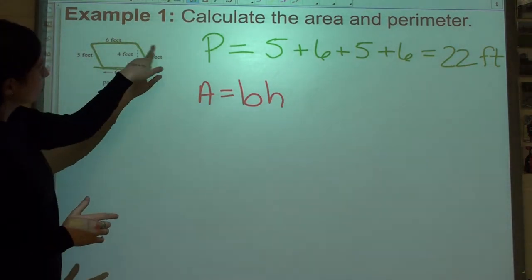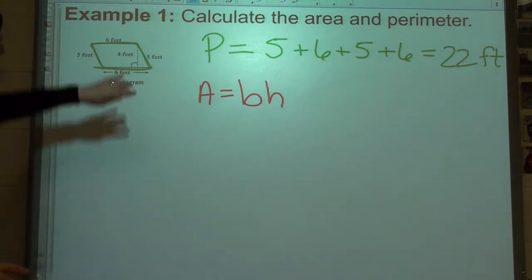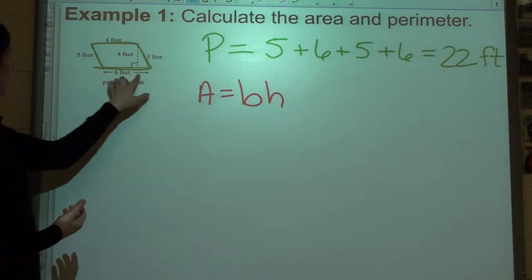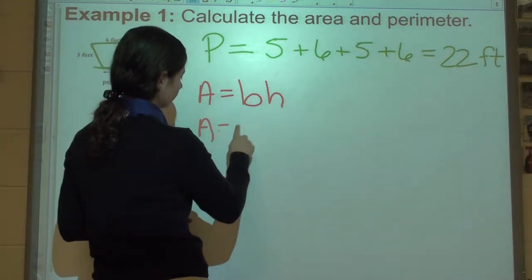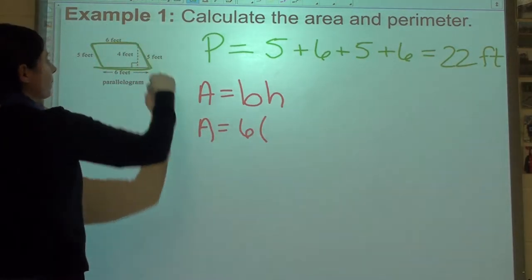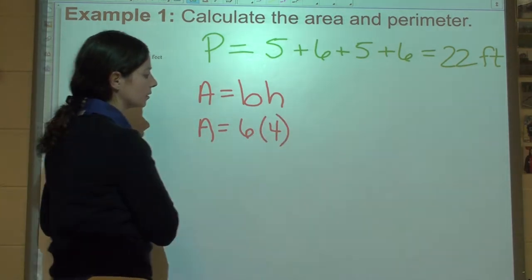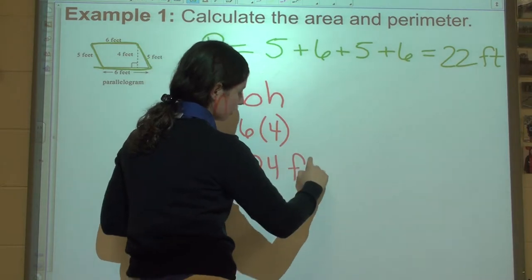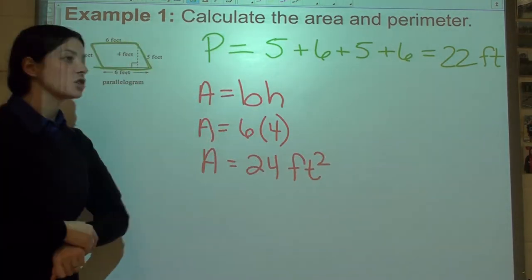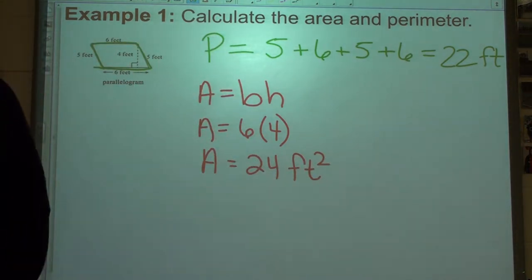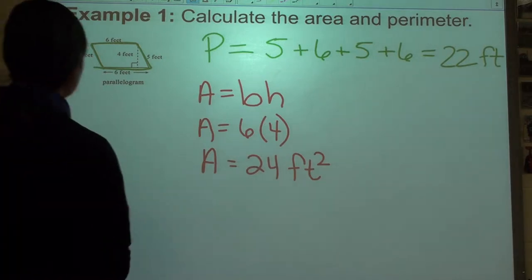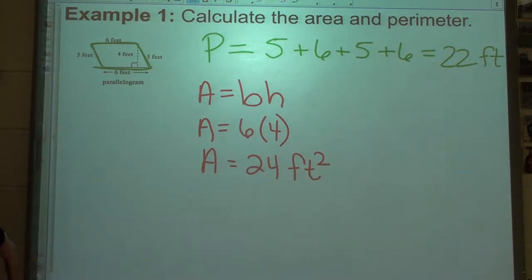A lot of students would use this 5 as their height, but you'll notice the 4 feet here is actually what makes the right angle. So my base is 6 feet. So I've got 6 times my height of 4. 6 times 4 gives me 24. And again, our units are in feet squared. I know your teachers have already talked about that with you. So again, perimeter, we're adding up our sides. And area, we've got base times height. Let's try another one.